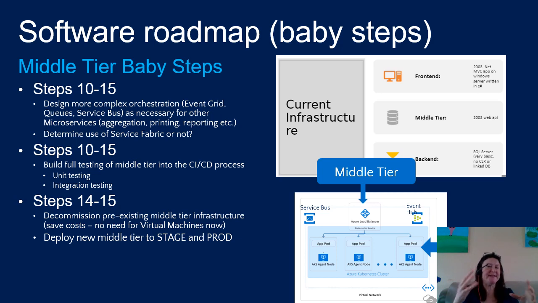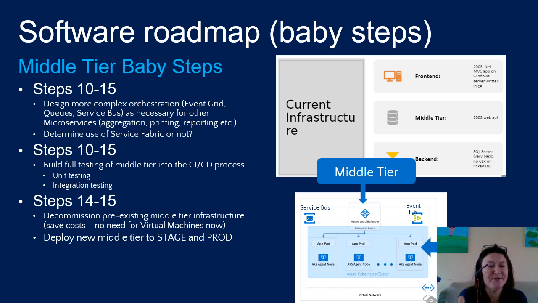Each of these steps you can think of as like a sprint, and these are sprints way down at the end of the middle tier development. So later on, you're going to build full testing of the whole middle tier into the whole CI/CD process. You've already got unit tests for your actual microservices, and then you're going to add in integration testing to make sure that each microservice integrates with each other microservice properly, and with the front end and with the database and so on. Make sure the integration testing works end to end.